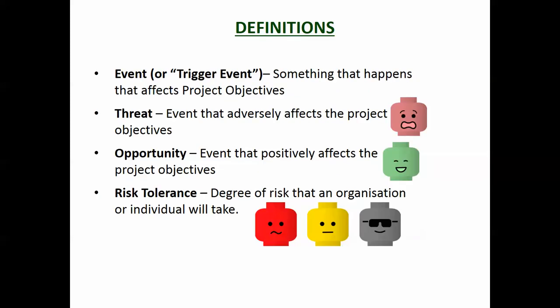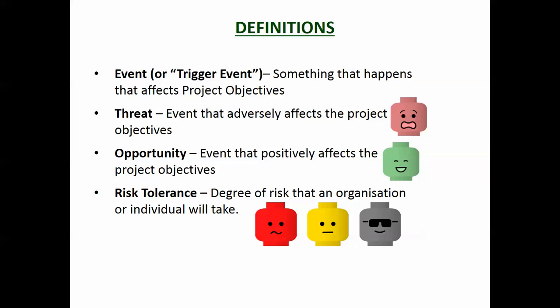Let's look at a few of those definitions in a little bit more detail. Event is also known as a trigger event. It's something that happens that affects the project objective. So it could be it rains more than what you thought. The fact that it rains is not really an event, it's going to rain, but it rains more than what you thought it might. A member of the public wandering onto the site is another event. So the threat is an event that adversely affects the project objective. So excessive rain is a threat. If it doesn't rain, then there's an opportunity for you to do the work quicker than before. So that's the other side of the coin, if you like: events that positively affect the project objectives.